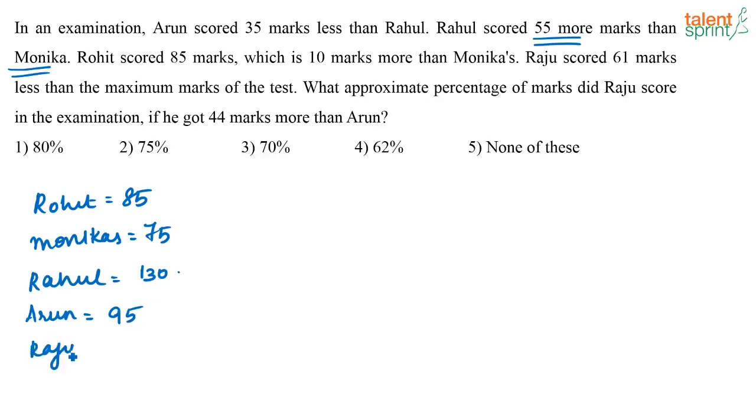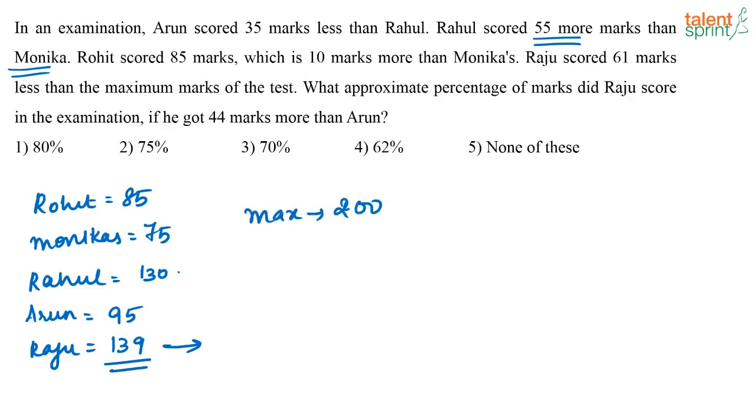Now how much is Raju scoring? Raju scores 44 marks more than Arun. So Raju is scoring 95 plus 44, that is 139 marks. Now they are also saying that Raju scored 61 marks less than the maximum marks. So what is the maximum marks? 139 plus 61, that is 200 is the maximum marks.